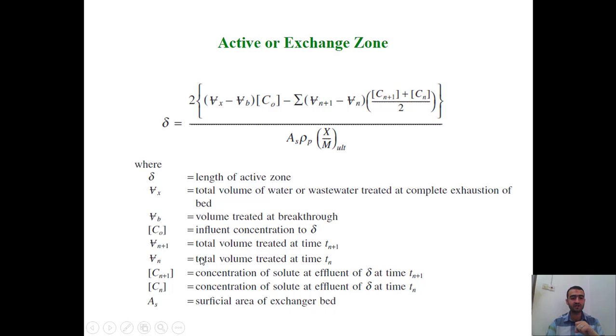From here we can calculate the length of the active zone if we know all these parameters. If we have an exchanger bed, we know the area, the density of the product water, and all of these parameters, we can calculate the length of the active zone of the ion exchange.